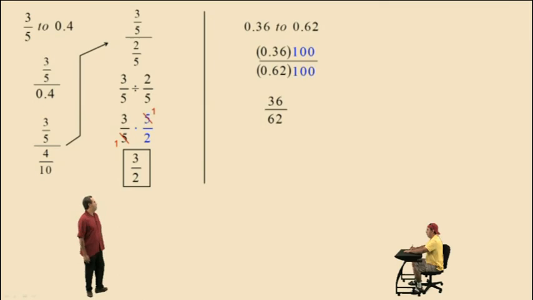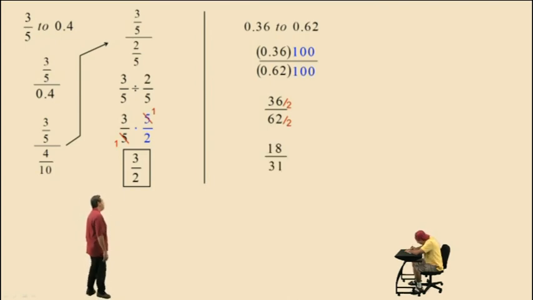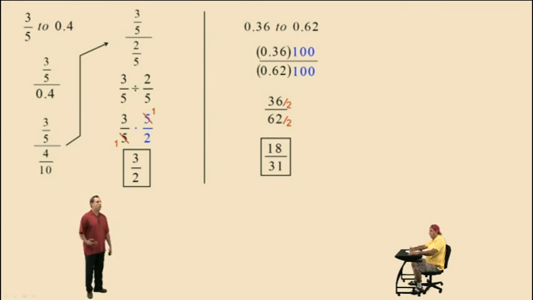Now, we're not done, because 36 and 62 are both even numbers. They have a common factor of 2, so we'll divide out that common factor. Half of 36 is 18, and half of 62 is 31. So our answer is 18 over 31. So the ratio of 0.36 to 0.62 is equivalent to the ratio of 18 to 31.